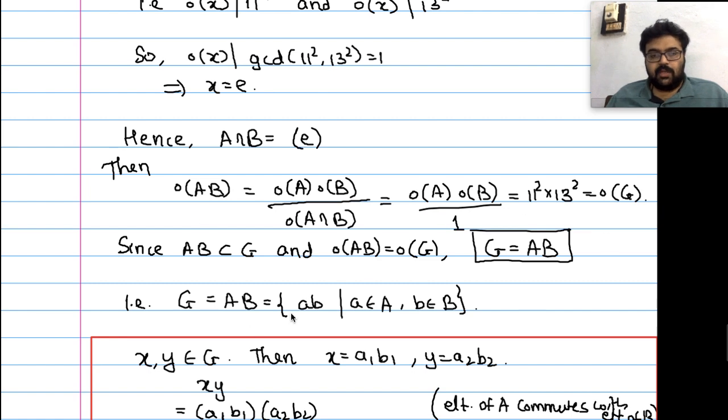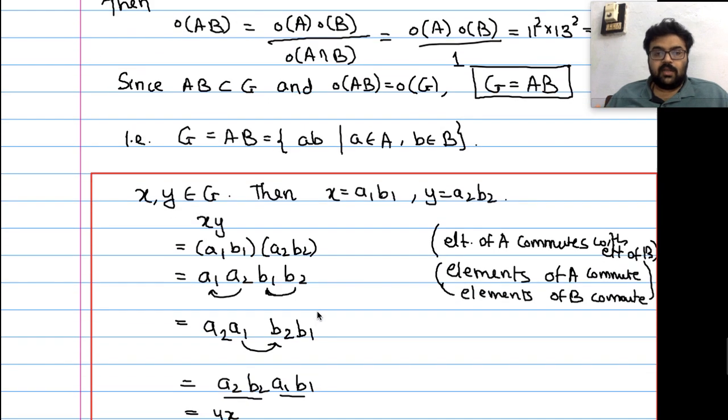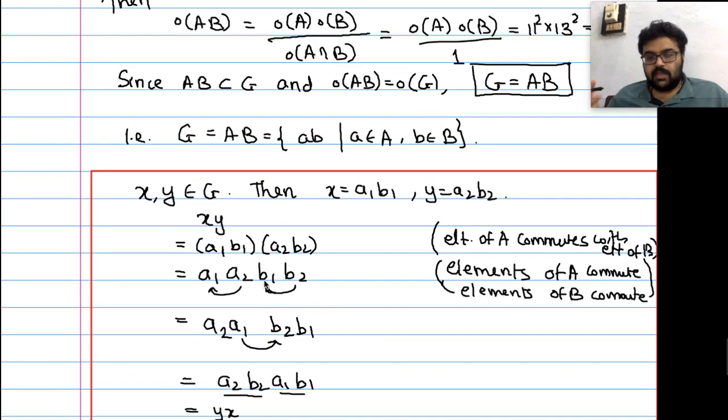If G equals AB, so every element of G can be written in the form like this. Then we investigate when these elements commute. What we are using to show that the elements commute is that two elements of A commute. We are using this fact: a1a2 equals a2a1, b1b2 equals b2b1. That is what we already have because A is abelian and B is abelian.